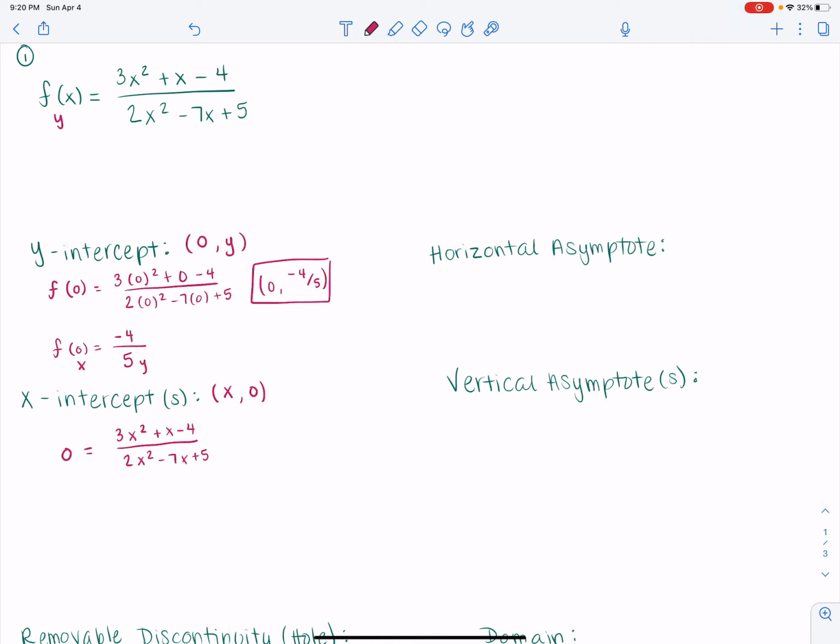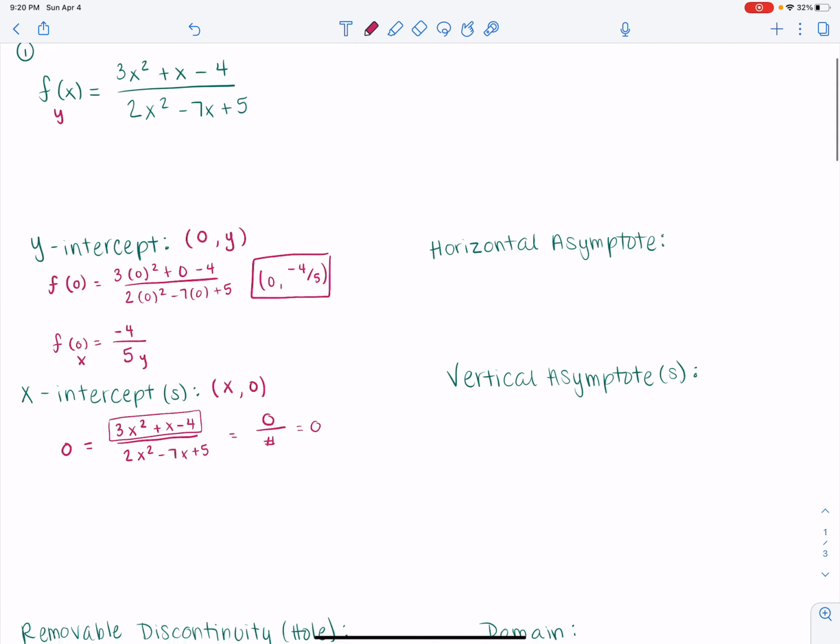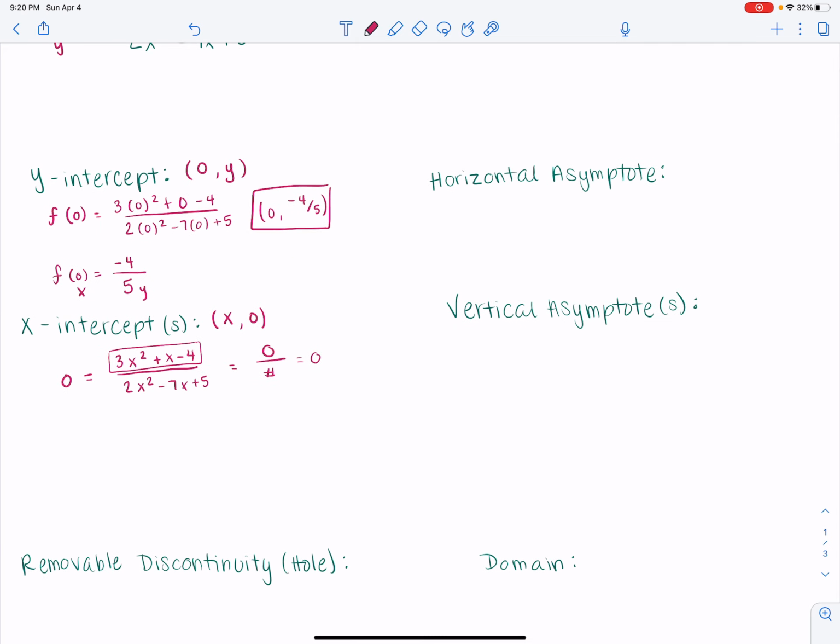Now, think about your rules of fractions. A fraction will only equal 0 if you get 0 in the numerator and some other number in the denominator, because 0 divided by a number is going to give you 0. So the only way I get 0 for y here is if the numerator becomes 0. So I really only have to solve the top of the fraction. So I'm going to take 3x squared plus x minus 4 and figure out what would make it equal 0. This is a quadratic, so I need to factor it.